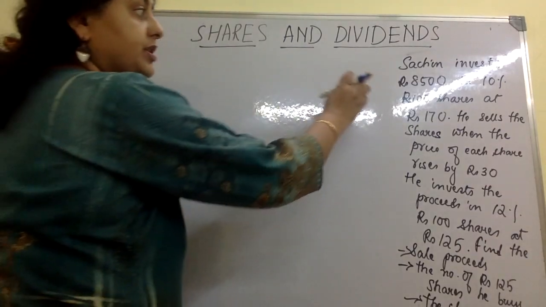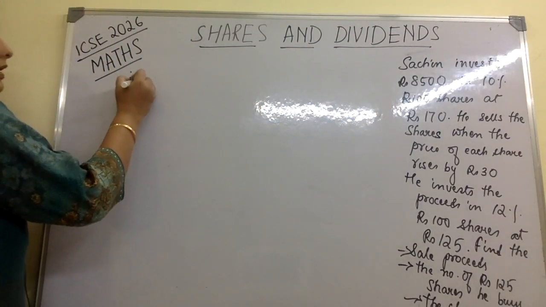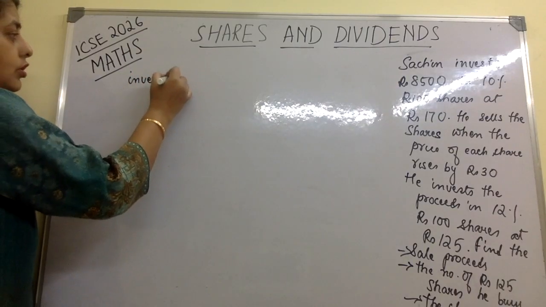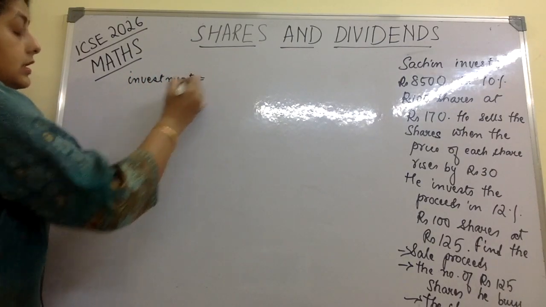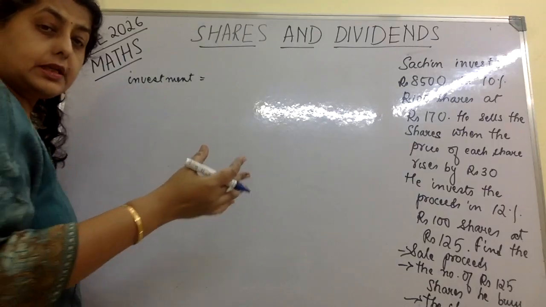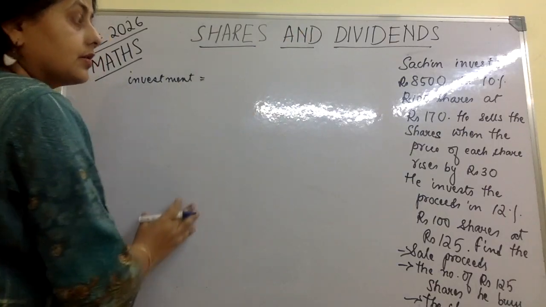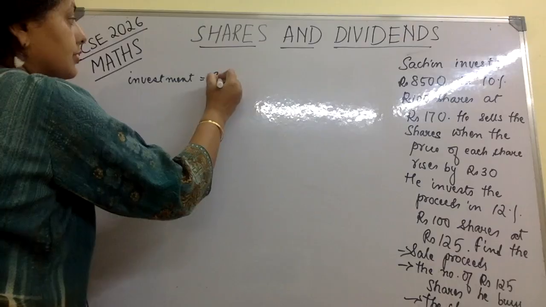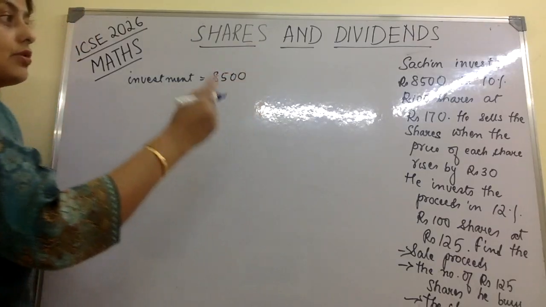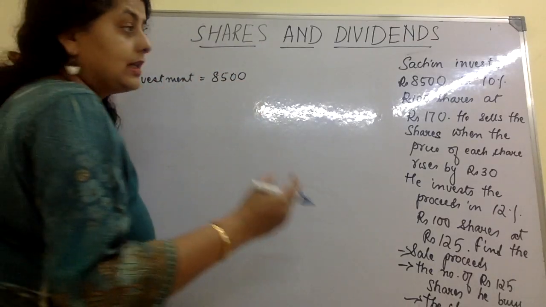Sachin invests rupees this. First thing is the investment. We are not going to read the full question. It's a very big question. Why waste time reading it? We will just put down our data here. 8,500 rupees. Now look at this, how important is the language.